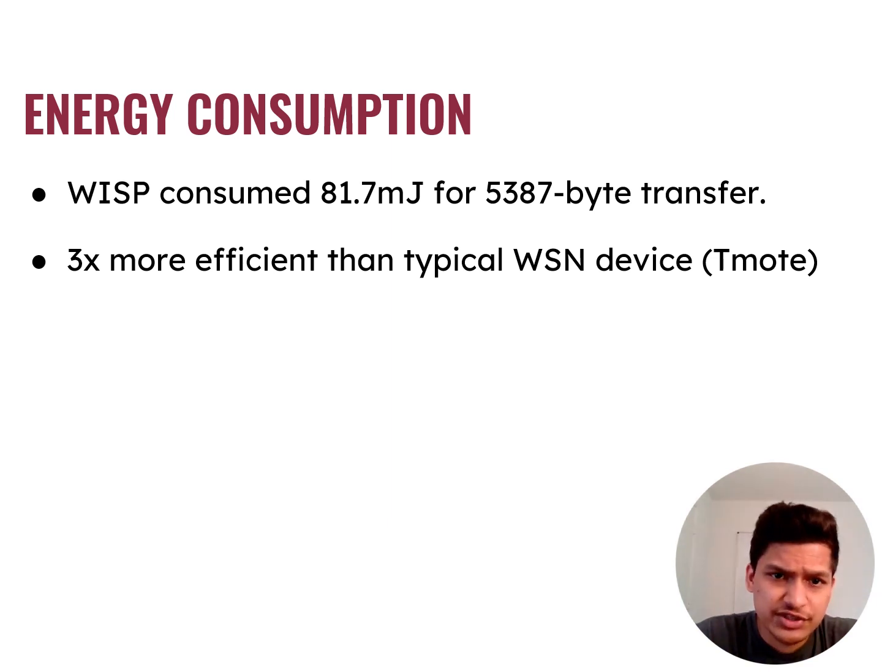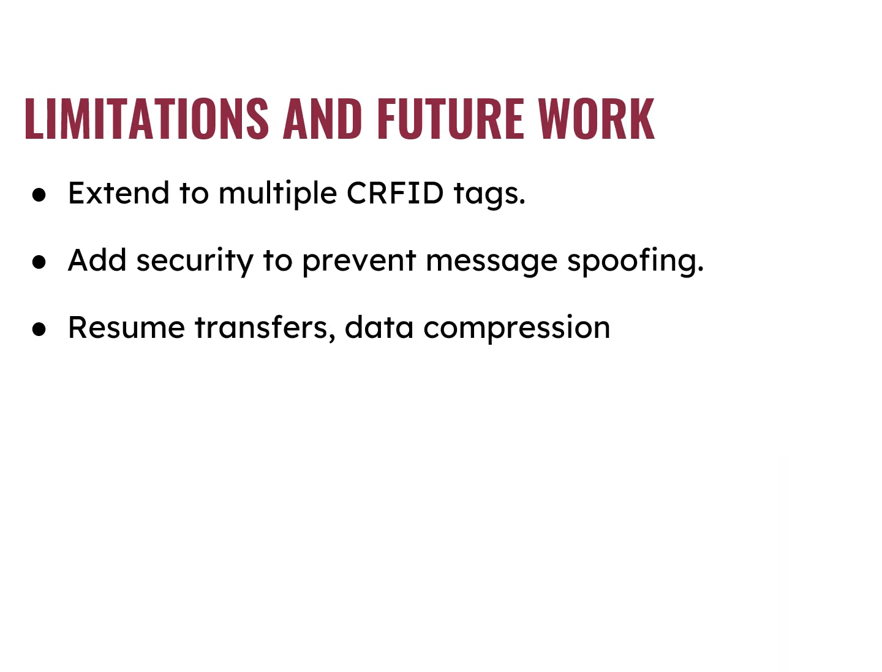So in terms of energy consumption, the WISP consumed 81.7 microjoules for transferring 5387 bytes of data using Wisent. This was found to be 3 times more energy efficient compared to a typical wireless sensor network device like a T-mode. So now we will look at the limitations and future work of this paper.